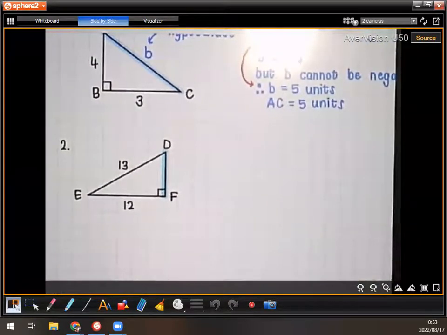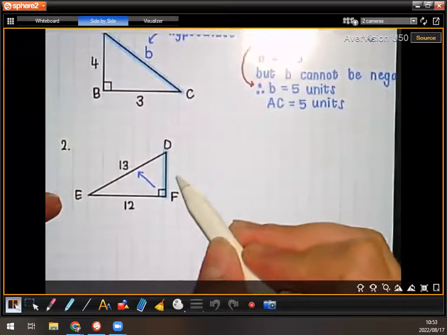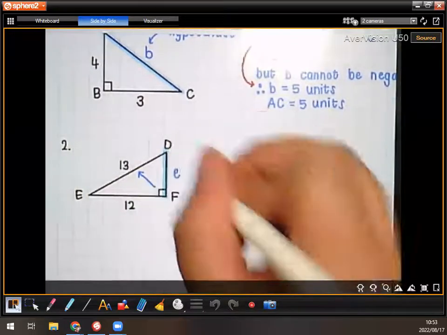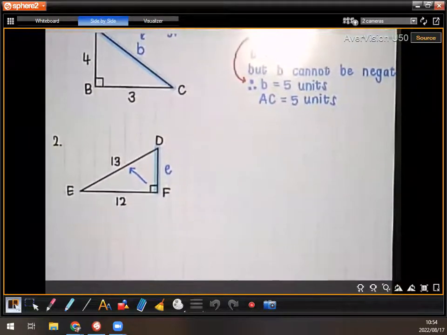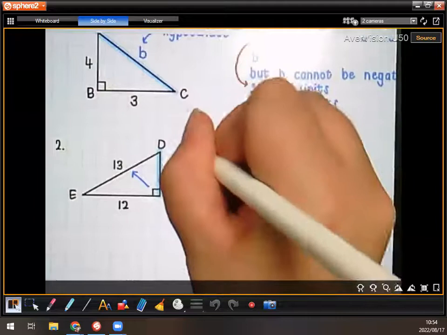Now for this one, we are finding DF. That is DF, not the hypotenuse. So, hey, which side is the hypotenuse? DE, which has a length of 13 units. Remember, hypotenuse is always opposite the right angle. Okay, so in this case, we need to find the side that's actually not the hypotenuse. So our calculation is going to be slightly different. What can I call this side instead of DF? I can call it e, lowercase e, okay. But if you just want to call it DF, that's also fine. Now, let's just make a note here: not hypotenuse.